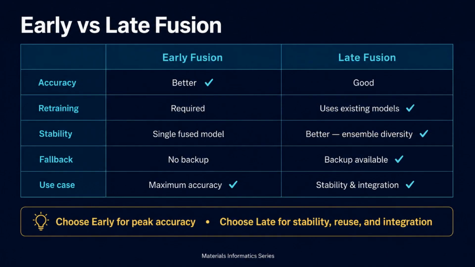Comparing early and late fusion reveals interesting trade-offs. Early fusion achieves better accuracy. However, late fusion offers advantages. It uses existing models without retraining, provides stability through ensemble diversity, and allows fallback if one model fails. Choose early fusion for maximum accuracy and late fusion for stability and ease of integration.